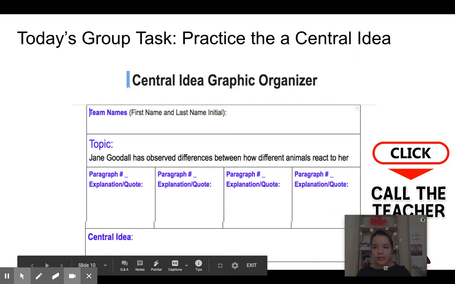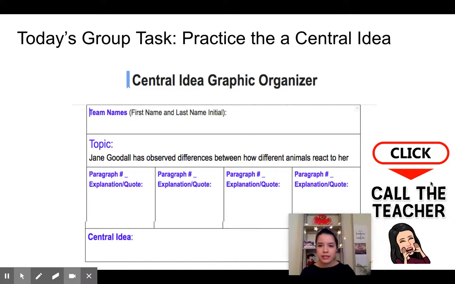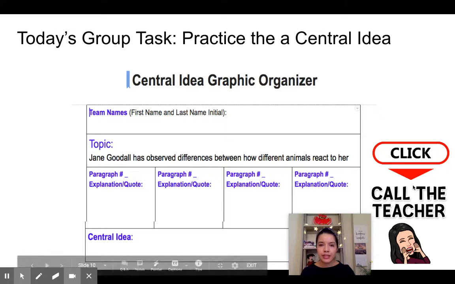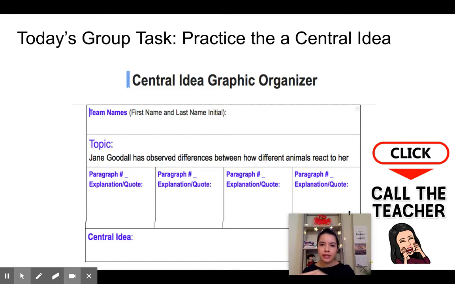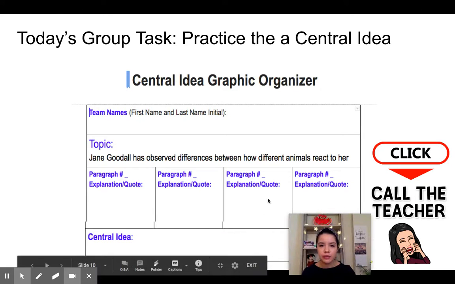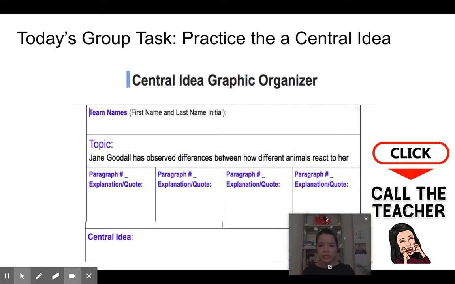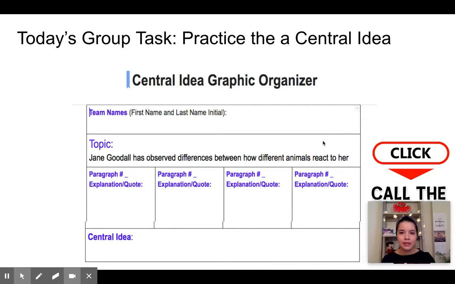In Zoom, there is a feature on the side that says call the teacher. This is really helpful because today I was able to jump around and help out your different peers that called out to me. Whenever you have a question on Zoom in your group and you're not sure or something's going on, you can always click on that call the teacher button.